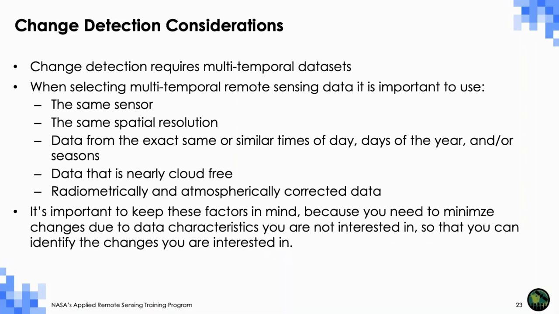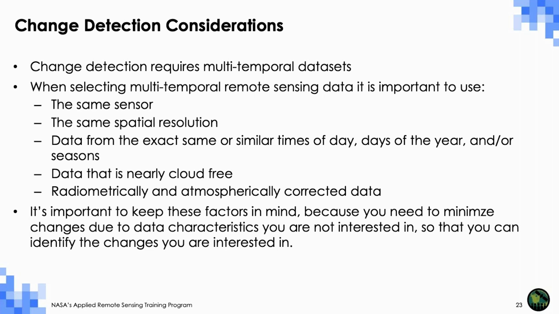So here are some suggestions for completing change detection analysis. You'll want a multi-temporal data set. That's basically to say you want a data set that has a sufficient time series for detecting change. And when selecting data, each image within your time series should ideally come from the same sensor and have the same spatial resolution. And imagery should also ideally be collected at similar times of day, days of the year, and seasons. And you'll also want cloud-free data that's hopefully gone through radiometric and atmospheric correction.